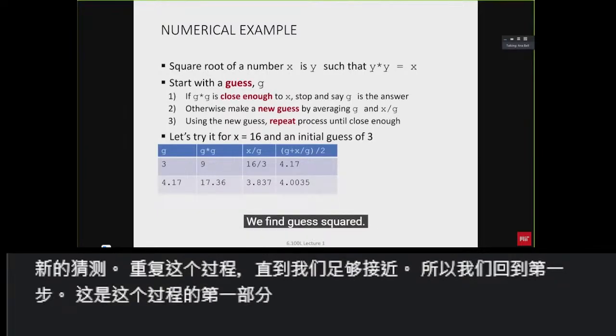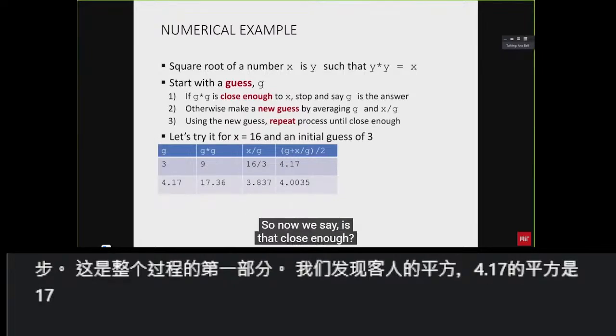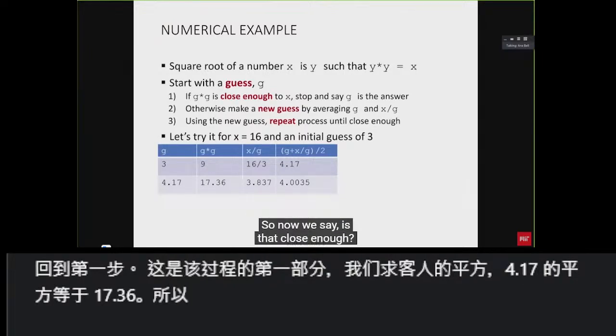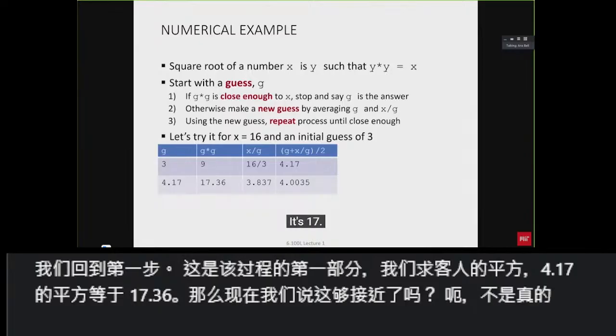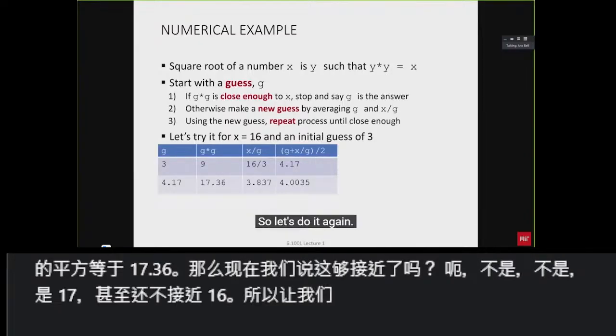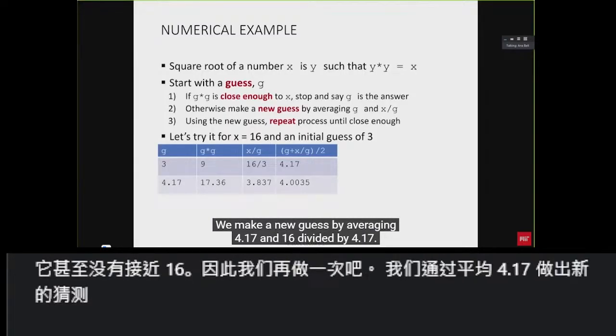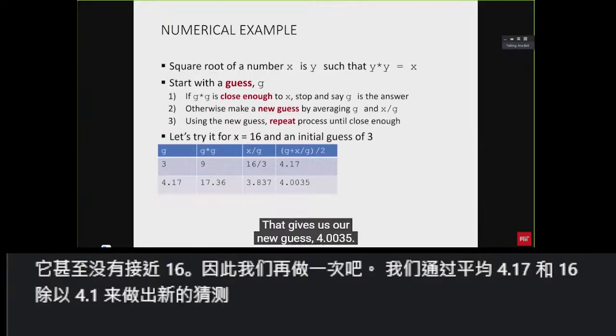We find guess squared. 4.17 squared is 17.36. So now we ask, is that close enough? Not really. It's 17, it's not really even close to 16. So let's do it again. We make a new guess by averaging 4.17 and 16 divided by 4.17, right? That gives us our new guess, 4.0035.